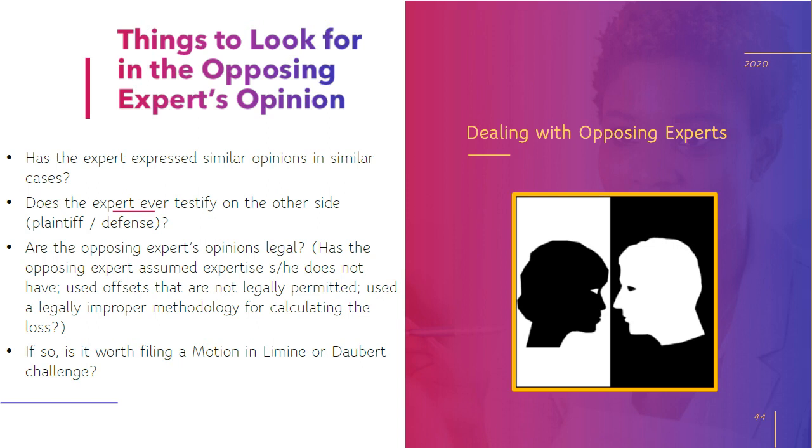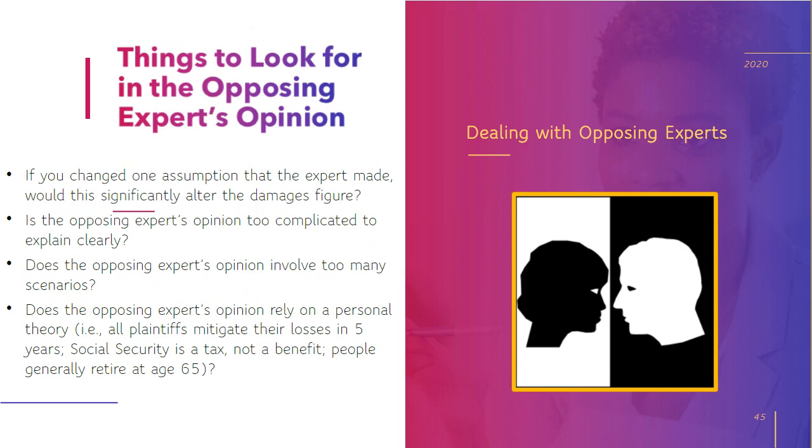Is the opposing expert's opinion too complicated to explain quickly? If they can't explain it to you in deposition, they probably can't explain it to a jury, and that would be something to exploit at trial. Does the opposing expert's opinion involve too many scenarios? I was once in a case where the opposing expert came up with 30 different calculations of loss, and by the time we had gone through 10 of these, the arbitrator was so exasperated they just basically said, pick one, and we're going to run with that.